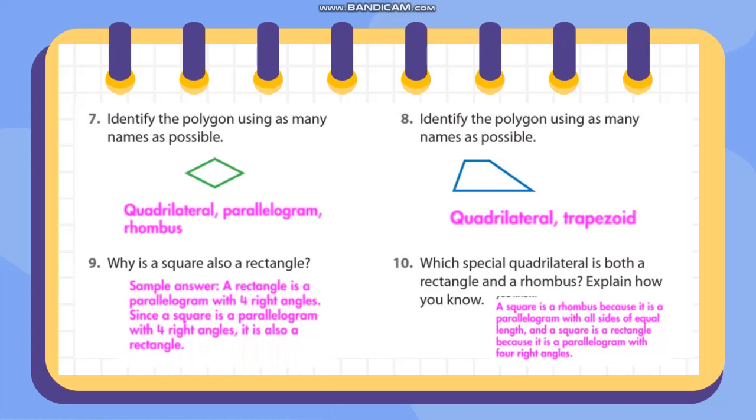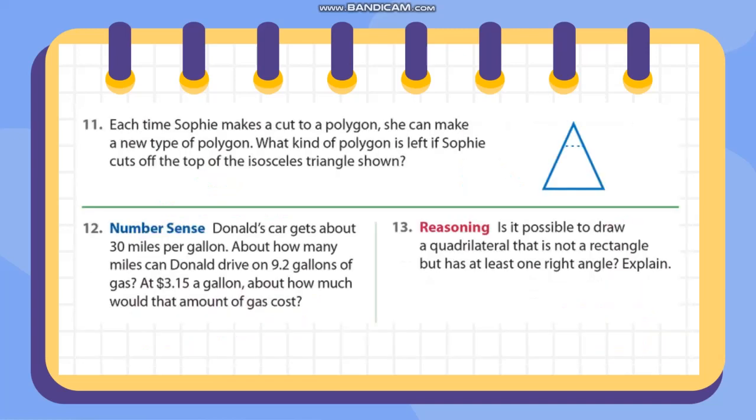In question number 10, which special quadrilateral is both a rectangle and a rhombus? Explain how you know. So a square is a rhombus because it is a parallelogram with all sides of equal length, and a square is a rectangle because it is a parallelogram with four right angles.